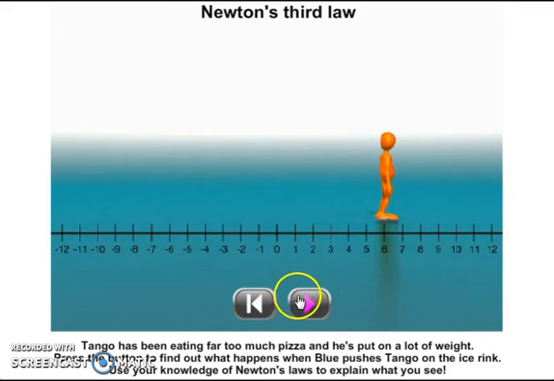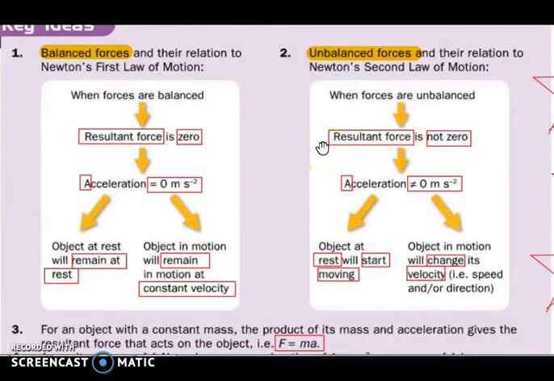Hope you enjoyed this video on Newton's three laws. Just a quick summary on the three laws that we've covered so far. First, we have Newton's first law, which is basically on balanced forces. When the forces are balanced, it means resultant force is zero. You can see acceleration is zero. Acceleration zero, there are two cases: it's either at rest or moving at constant velocity.